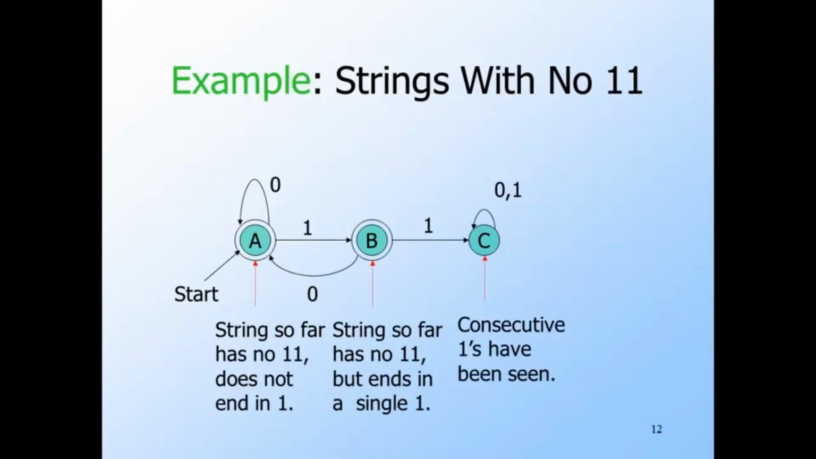C is actually a dead state. We are there whenever two consecutive ones have been received. We arrive at C for the first time from B, which you recall means the previous input was 1, and in state B we receive a second 1. Once in state C, we stay there because once a string has 1, 1, you can never undo that fact, no matter how many zeros you see.